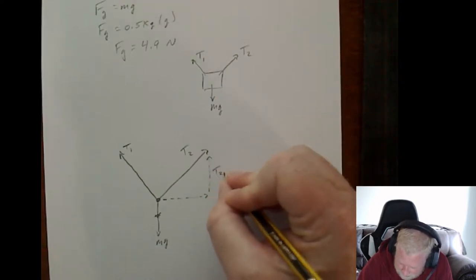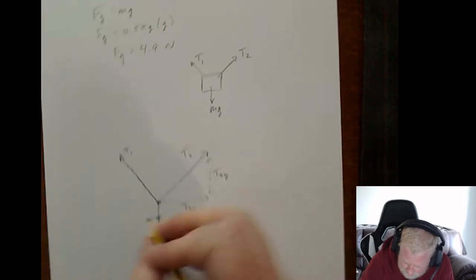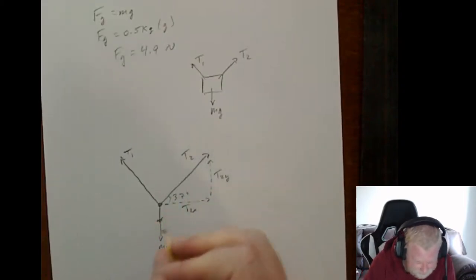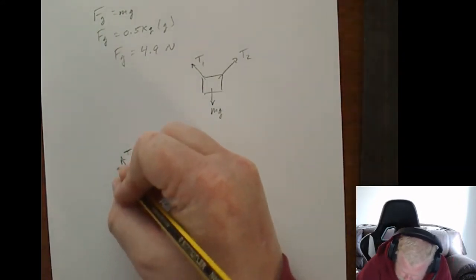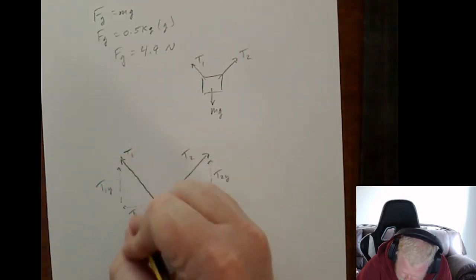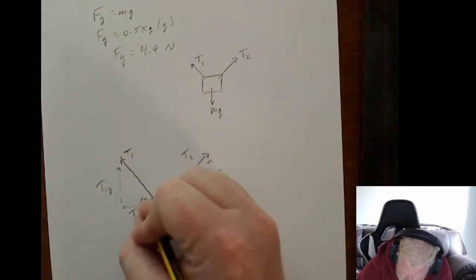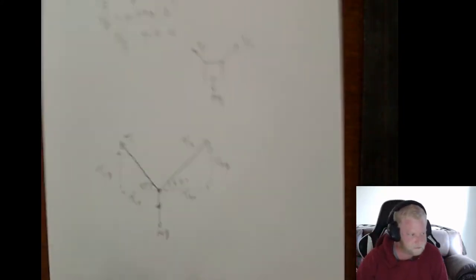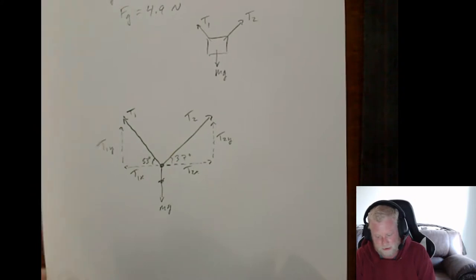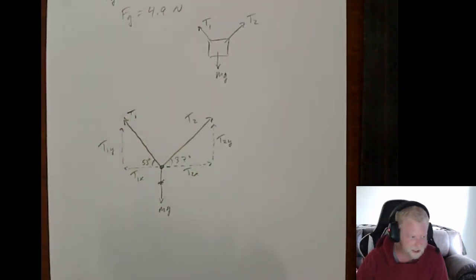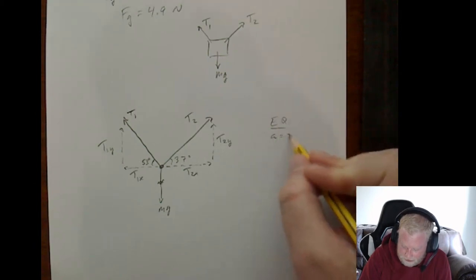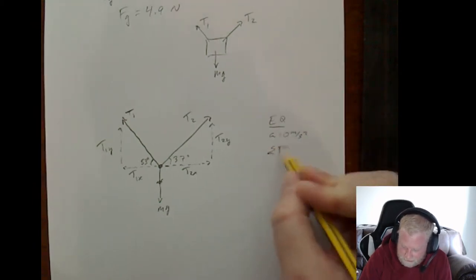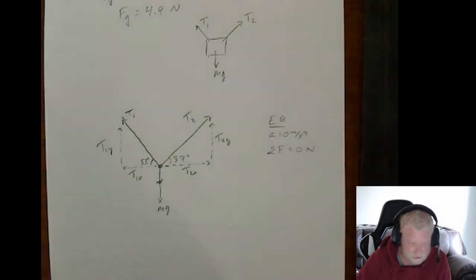So we can call this T2y, we can call this T2x, we can call this angle 37 degrees. We can break this guy down, break this guy down. So T1y, T1x, and this is 53 degrees. Now, one key thing to also recognize here is this ball is stationary, right? It's just being suspended. So we know that it's in equilibrium, meaning that the acceleration is 0, and that the net force in both dimensions on this object is 0 newtons.